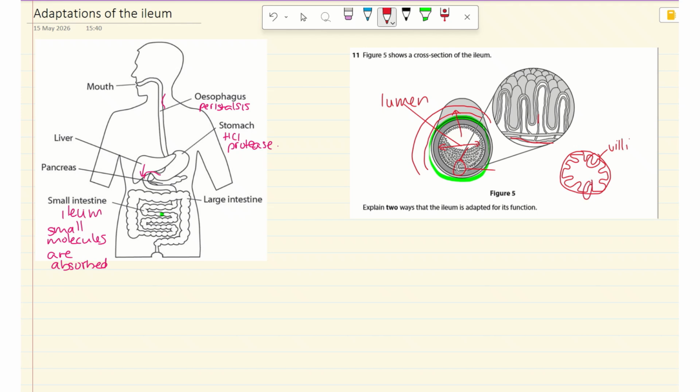And these villi themselves have even more foldings on their surface as well. These are called microvilli. So not only have we got villi to increase the surface area, each villi itself has got its own microvilli, further improving the surface area for absorption. Okay.